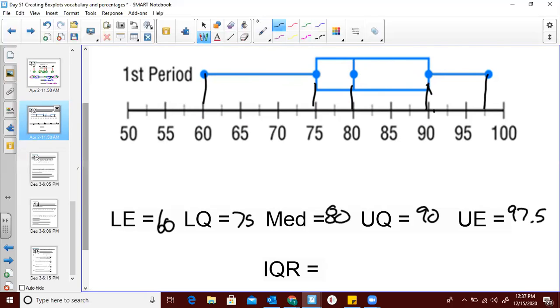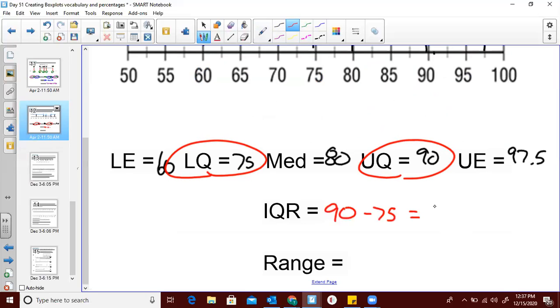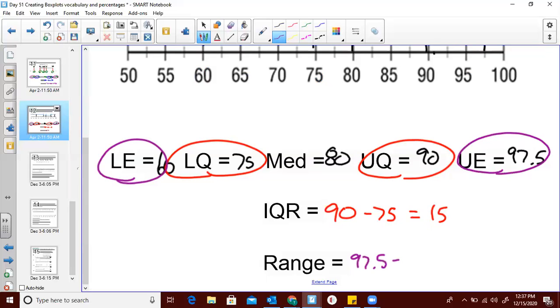So the interquartile range here is your third quartile minus your first quartile, which is 90 minus 75 gives us 15. And then for your range, we're going to have your upper extreme or the largest number minus your lower extreme or the smallest number, and we'll just be left with 37.5.